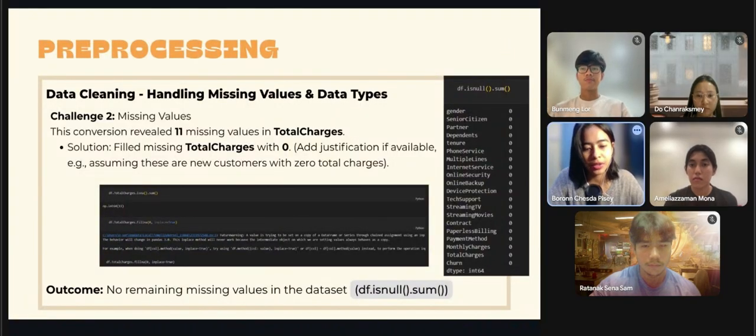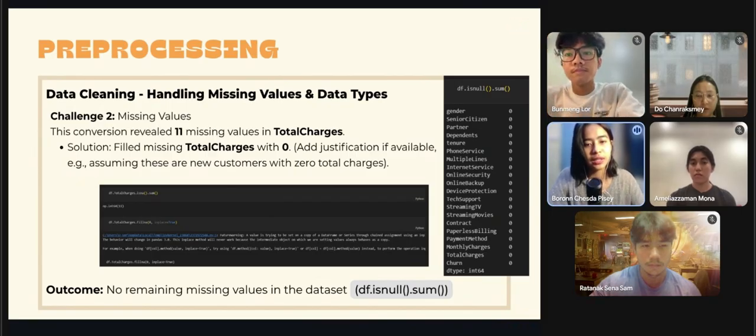And the second challenge was the missing values. These conversions reveal 11 missing values in total charges. So the solution for this issue was to fill the missing values in the total charges column with 0. And we use df.isnull().sum().